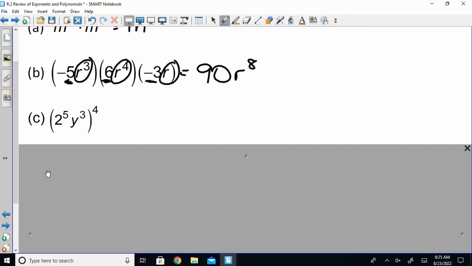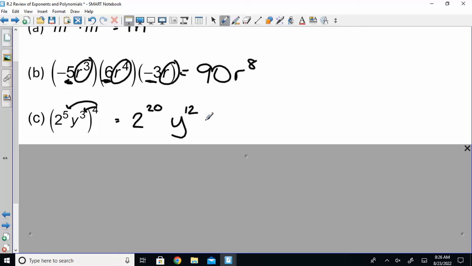What would I need to do here? Multiply. Yeah, multiply. The 4 has to go to both of these, and you multiply their exponents. So we would get 2 to the 20, because it was to the 5th and then to the 4th, so we multiply. And y to the 12.